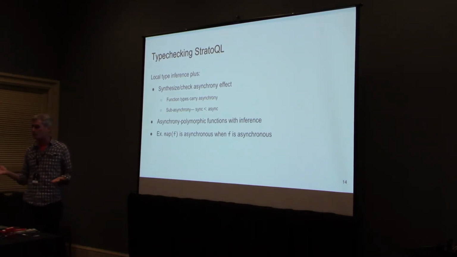And if you're familiar with effect systems, it's typical for the function type to carry the effect with it. So that's what we do, of course. There's a very natural notion of sub-asynchrony. You can treat a synchronous function just like an asynchronous one. And in the same way that we did the local type inference of polymorphic type parameters, we can do the same thing for asynchrony, so that we can have functions which are asynchrony polymorphic, such as map. So you want map to be asynchronous exactly when its argument f is asynchronous.